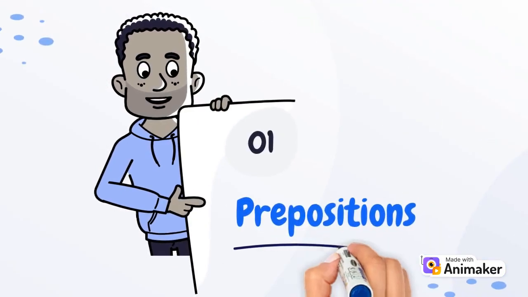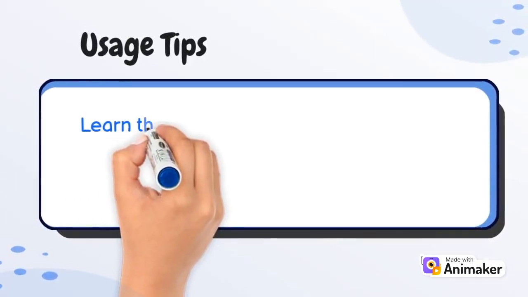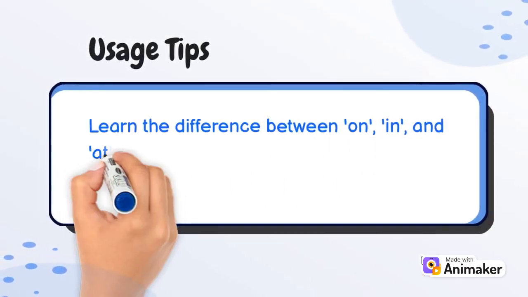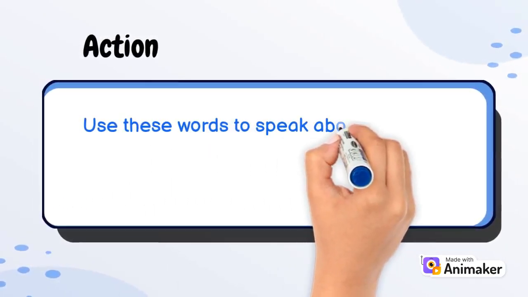Using on, in, and at helps describe where things are. Usage tips. Learn the difference between on, in, and at. Action. Use these words to speak about your cat's location.